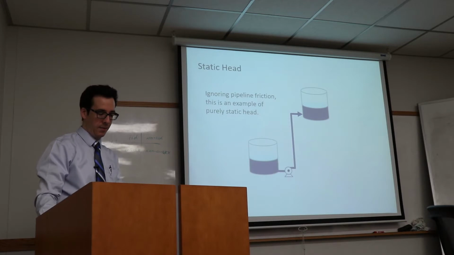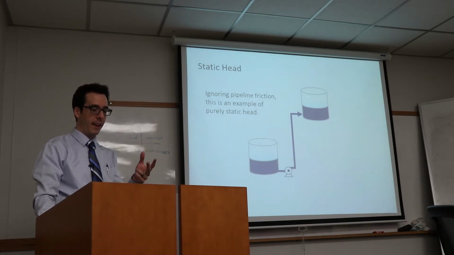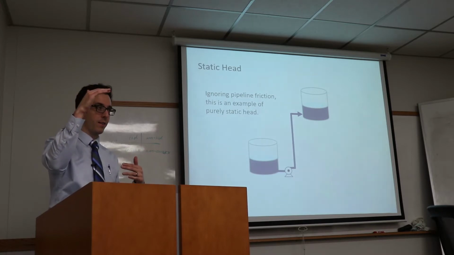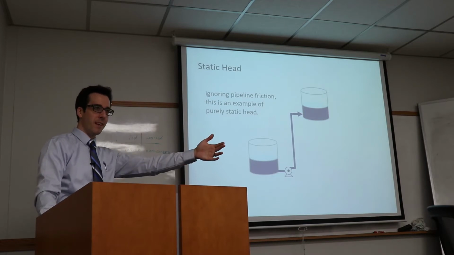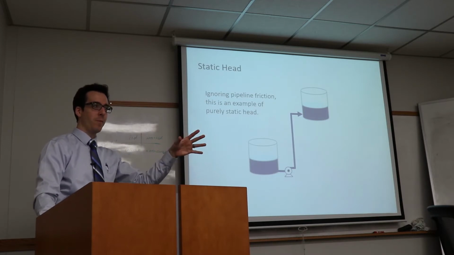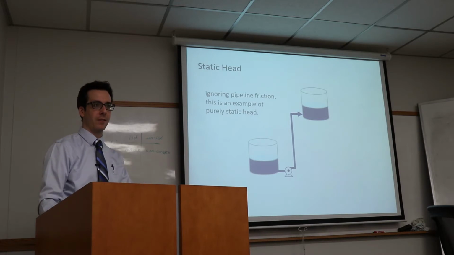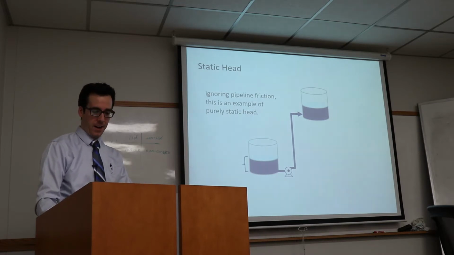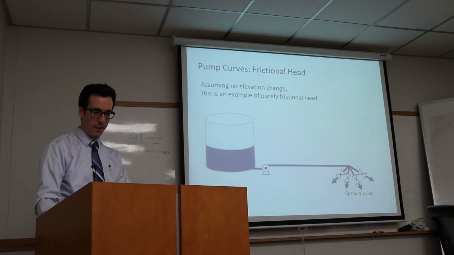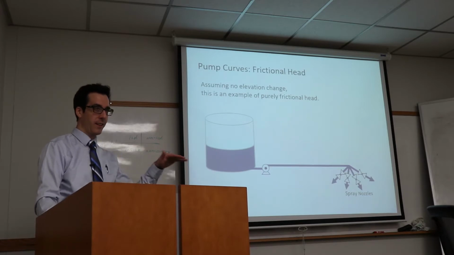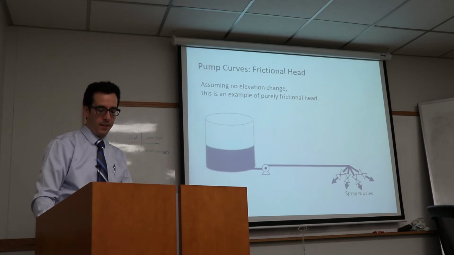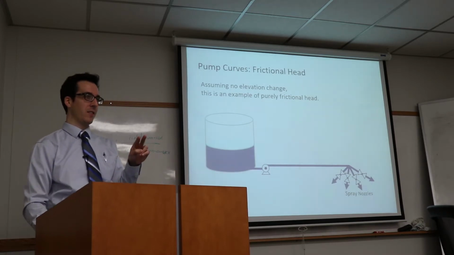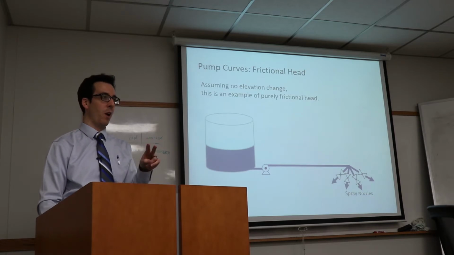Okay, just a couple more slides, then we'll take a break. So some important definitions. We talked about static head already, the difference between the two water levels when it's at rest. And so that's one extreme of being 100% static head, no water moving, just the difference between two water levels, okay? The other extreme is 100% friction head, where we don't change the elevation and it all goes to pressure, okay? Now, that's important because you're going to have a combination of both in any given water system.